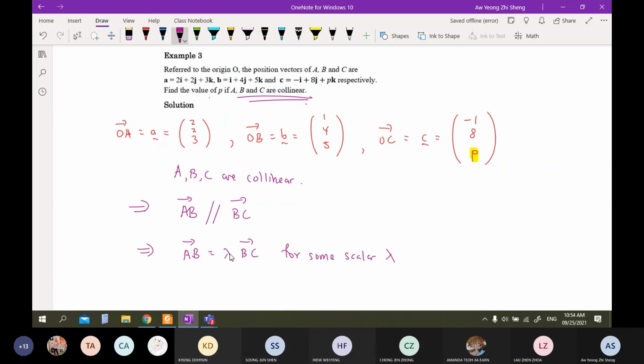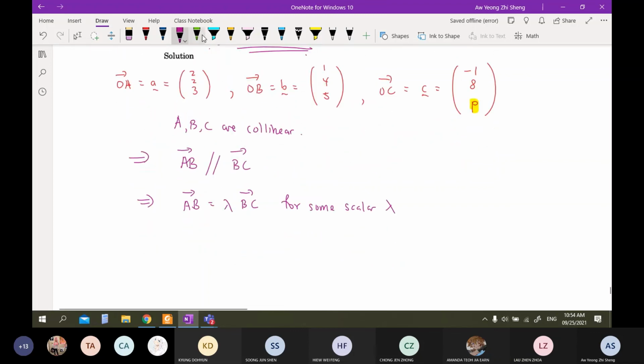If you want to use k rather than lambda, also can. It doesn't matter what symbol you use there, as long as you don't use p, because p is an unknown that is already there in the question. Then AB can be written as OB minus OA. BC can be written as OC minus OB.